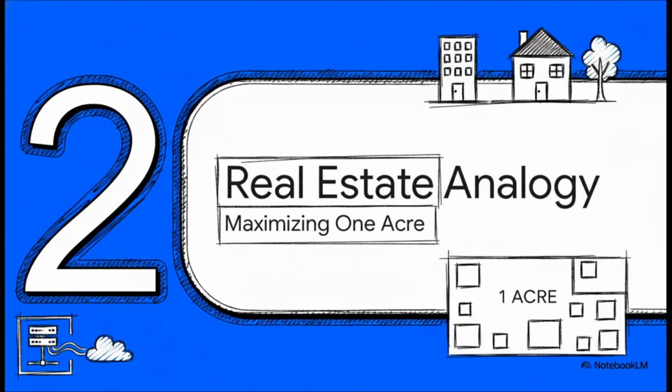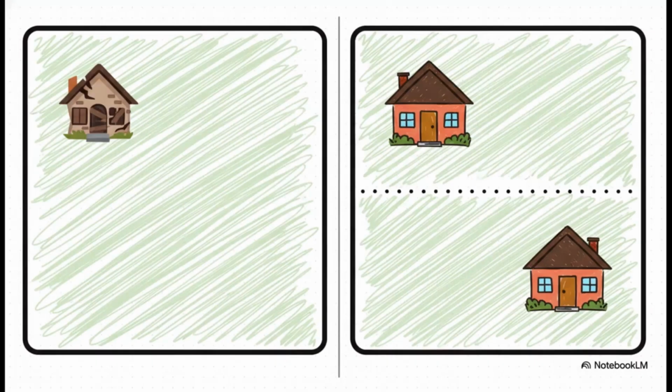Moving right along to Section 2, the real estate analogy, making the most of 1 acre. Picture this. You have this beautiful, flat, 1-acre plot of land in your hometown. You build your absolute dream house on it. You're living there with your family, and it's great. But one day, you look out the window and realize something.